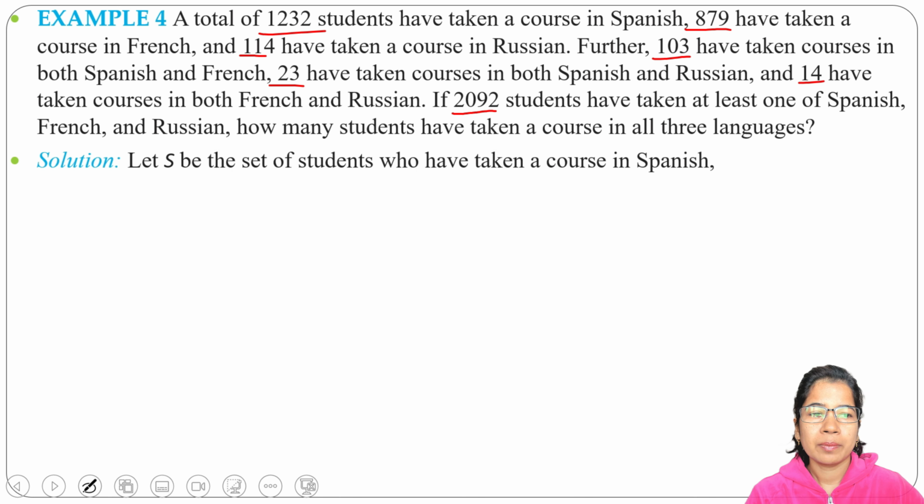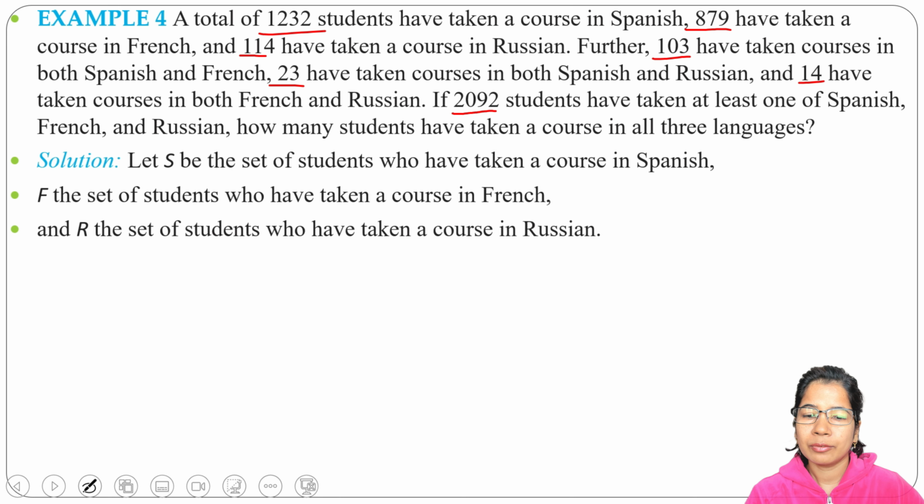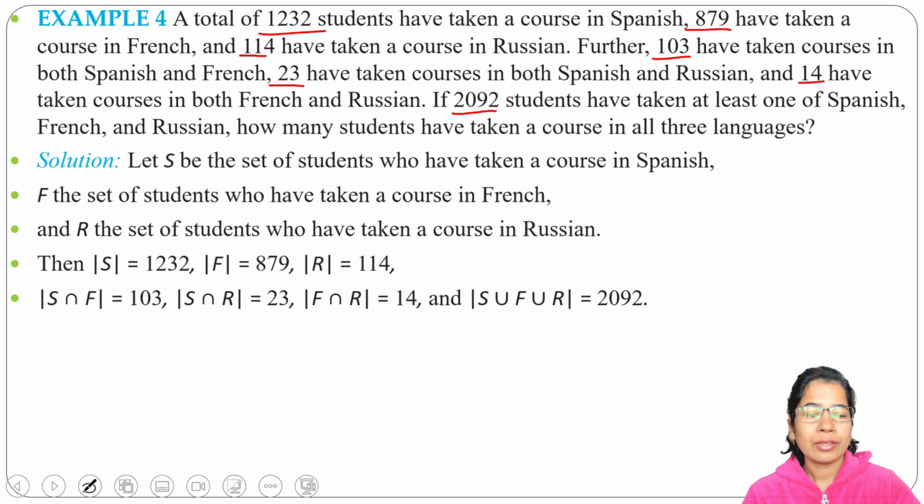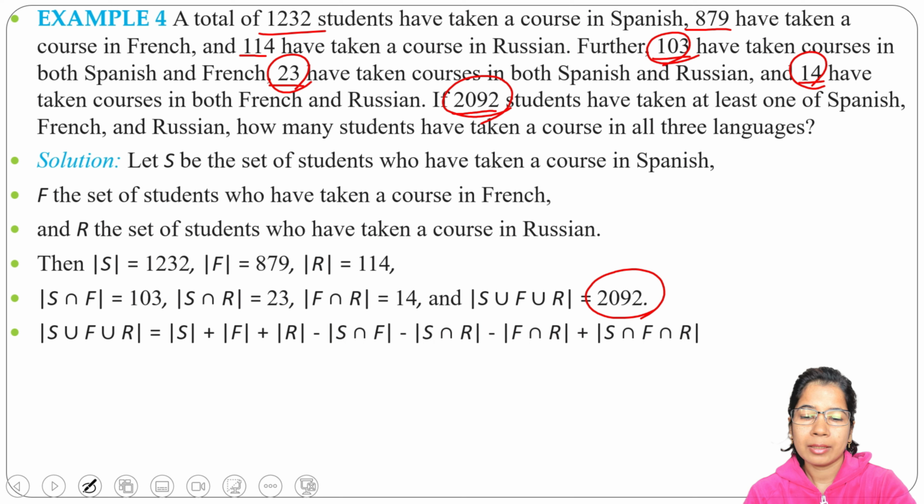So let S be Spanish, F French and R Russian. Here S equals 1232, F equals 879, R equals 114, S intersection F is 103, S intersection R equals 23, F intersection R equals 14, and S union F union R equals 2092. So S union F union R equals S cardinality plus F cardinality plus R cardinality minus S intersection F minus S intersection R minus F intersection R plus the 3-set intersection, S intersection F intersection R.